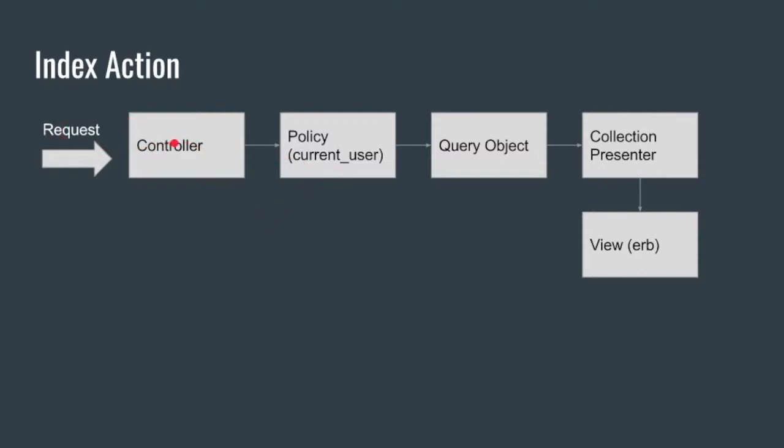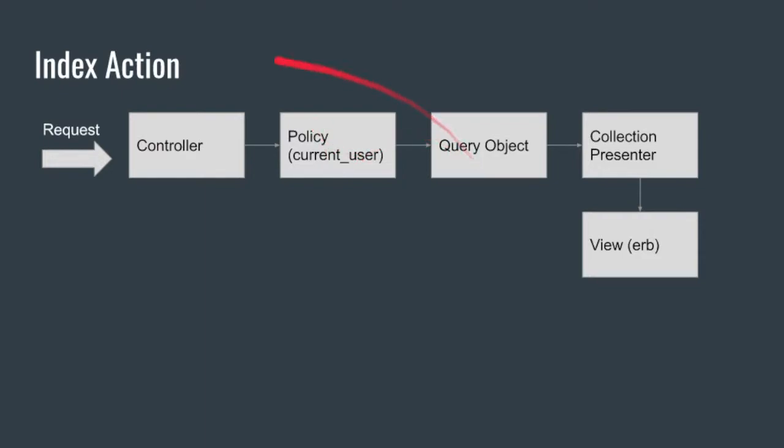So a request comes in, hits the controller action, and the first thing that happens is a policy object gets created. I decided to use Pundit, which is a gem that gives you some basic convenience functions. It doesn't couple you too tightly to any kind of structure, which is nice. You pass the current user in, and in this case, because it's the index action, there's no Active Record instance. I'll show you in the next slide.